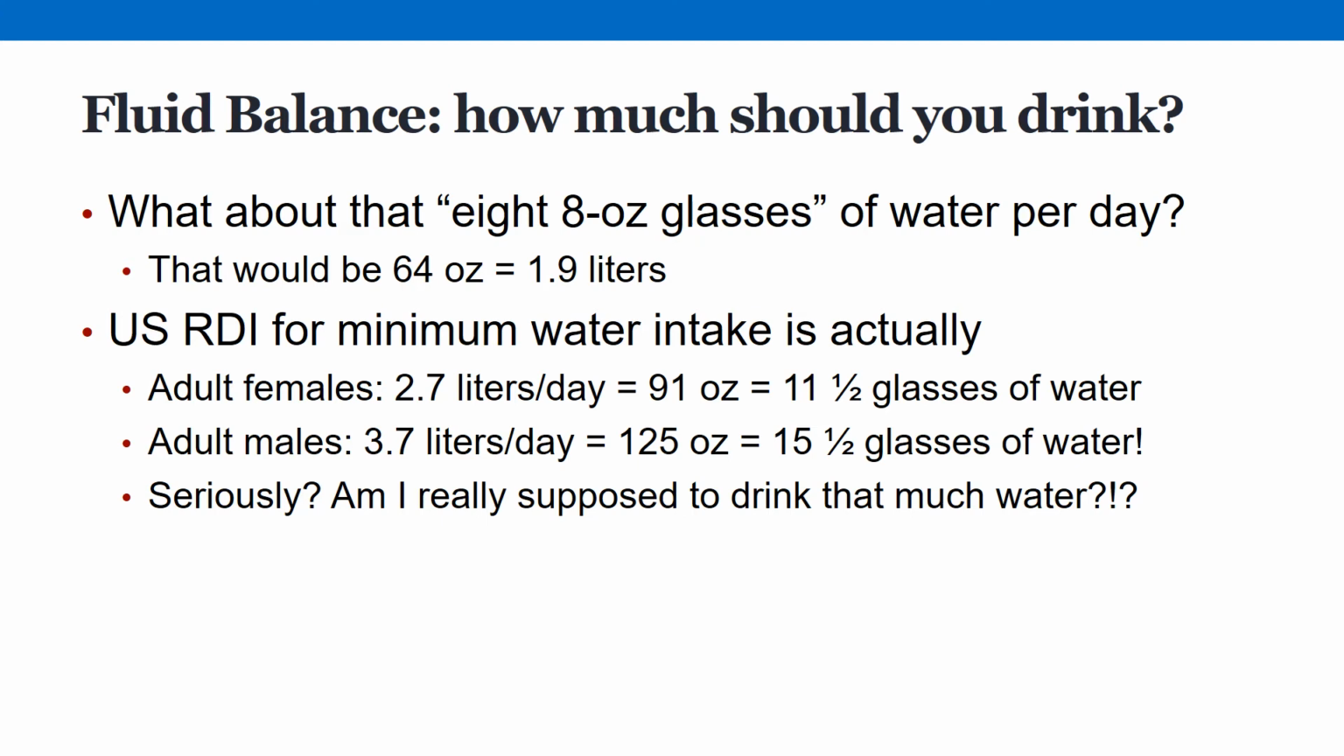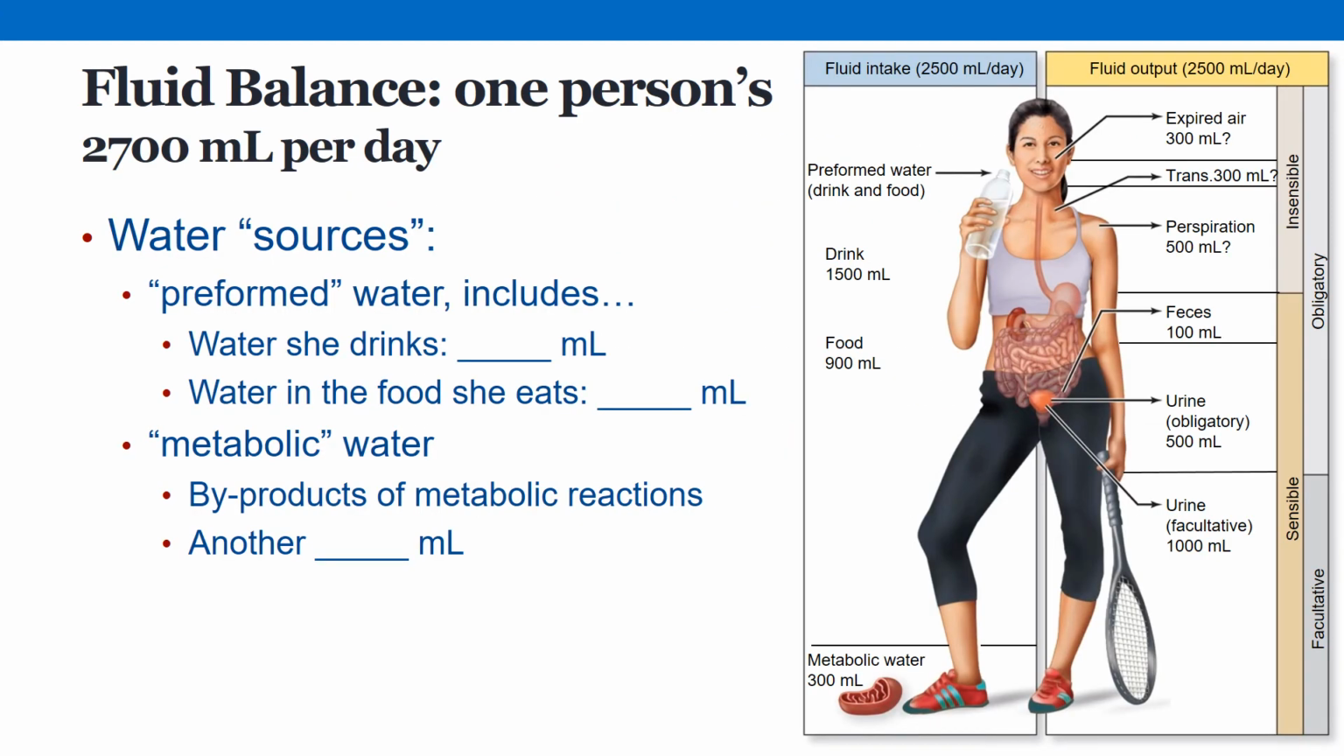Well, the answer is that not all of that water has to come from drinking. Whenever we talk about balancing inputs and outputs, we want to list what we call sources and sinks. Sources are things that provide or add fluid to the system. Sinks are things that drain away fluid from the system.